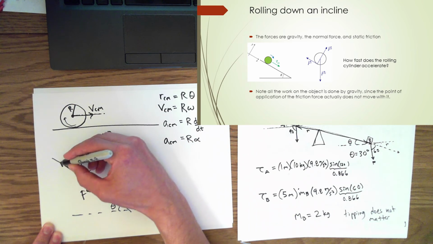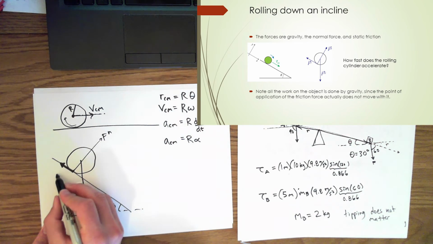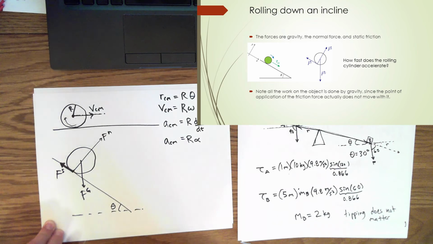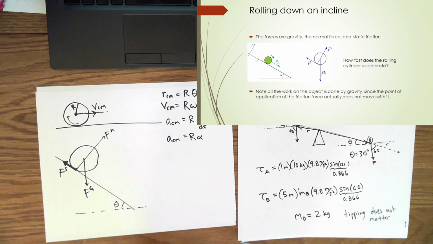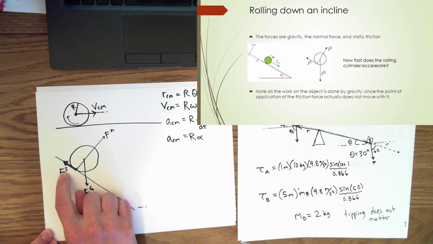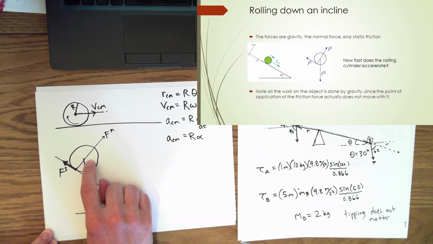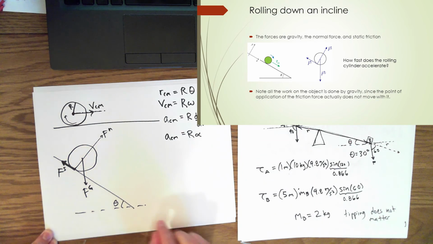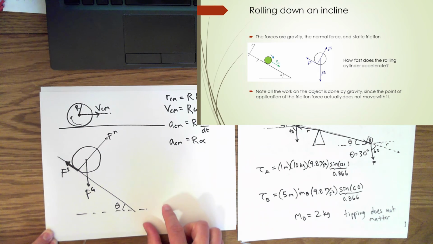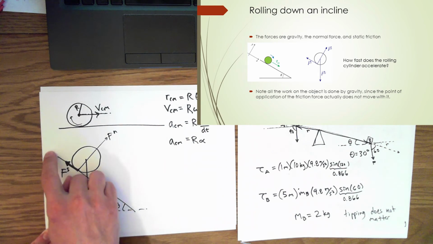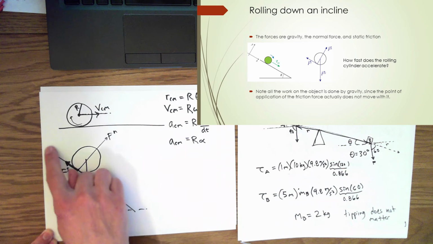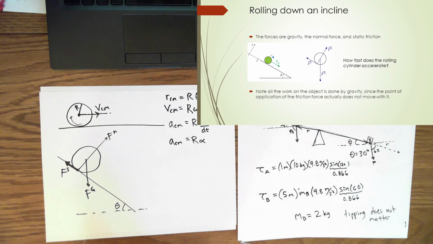And then there is a force of static friction that I'll call F superscript S that is resisting slipping, right? So if you want to know which direction this force points, you can imagine how this thing would slip if this was a frictionless surface, right? It would slip down the surface. So this force has to resist that slipping motion, so it has to point up the direction of the surface.